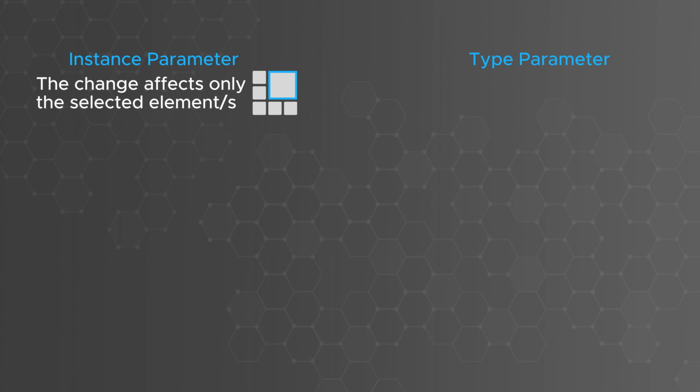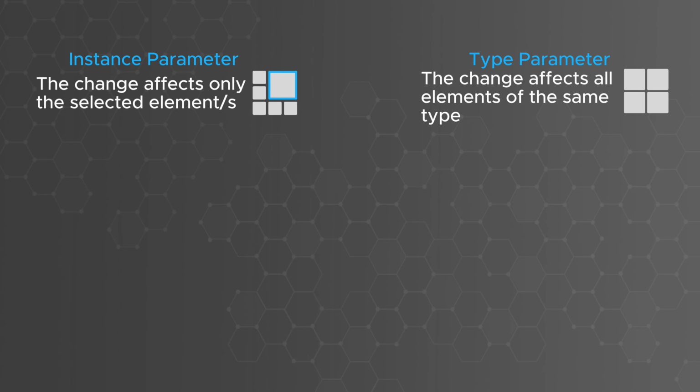Before I start talking about the third point, let me highlight the difference between instance and type parameters. When an object is assigned to an instance parameter, this means that the change affects only the selected element. But when it's assigned to a type parameter, the change affects all elements of the same type.